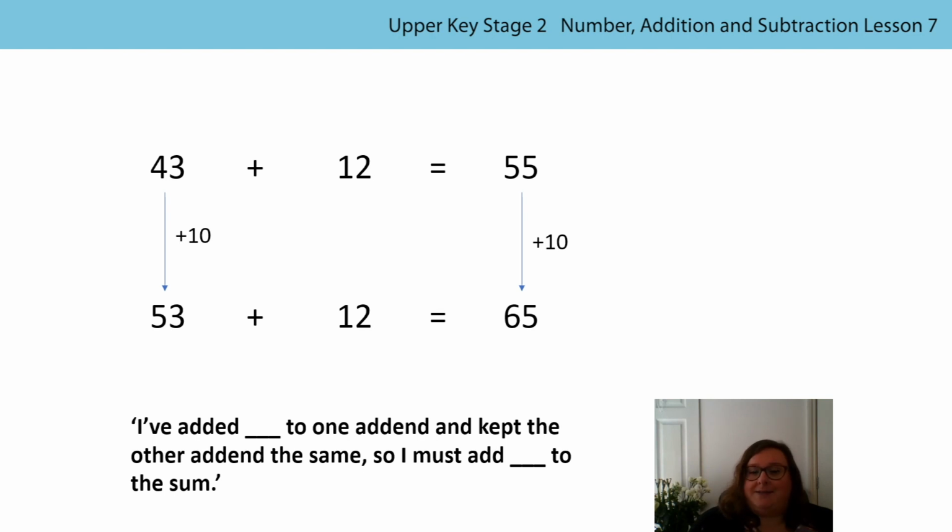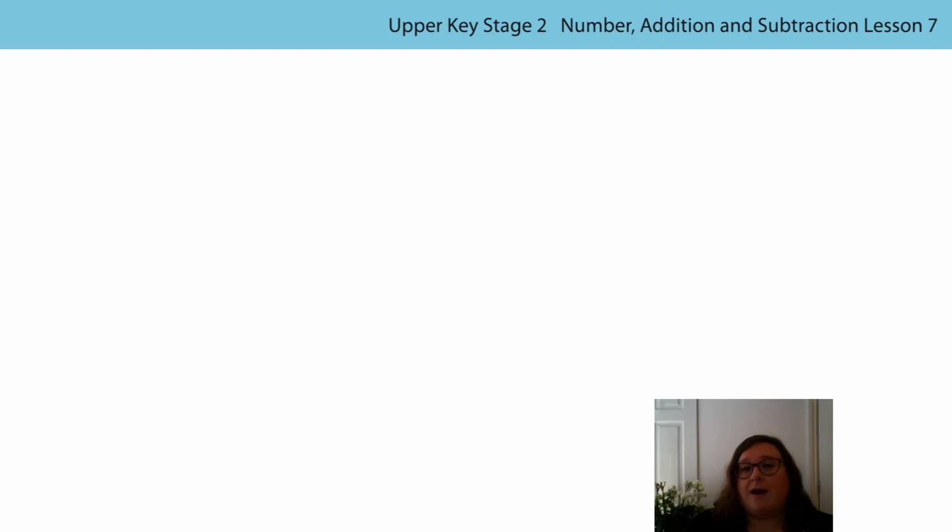Okay, repeat the stem sentence after me. I've added 10 to one addend, and I've kept the other addend the same, so I must add 10 to the sum. Well done. We can represent the change using a bar model. So we're looking at the same equation, 43 add 12 is equal to 55, and the increase to 53 add 12 is equal to 65.